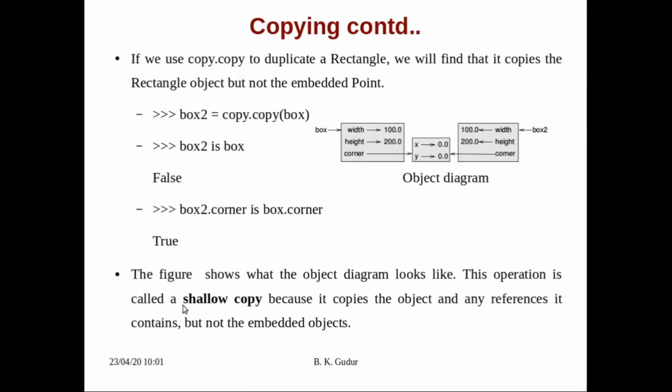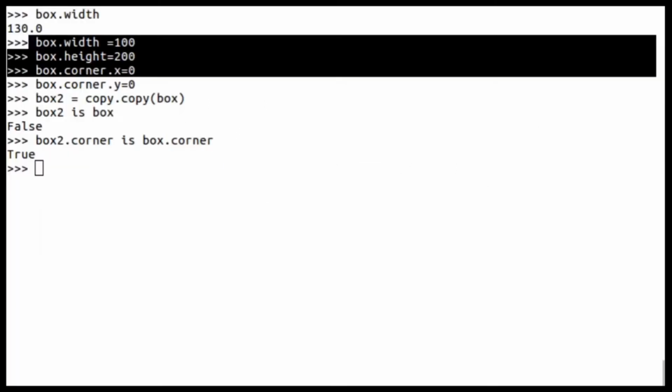This operation is called shallow copy because it has not copied all the attributes. Shallow copy copies the object and any references it contains, but not the embedded object. As I told, the corner point here is an embedded object, so it has copied the other attributes but not the embedded attributes. Because of that, we call this a shallow copy. That's what we have seen here.